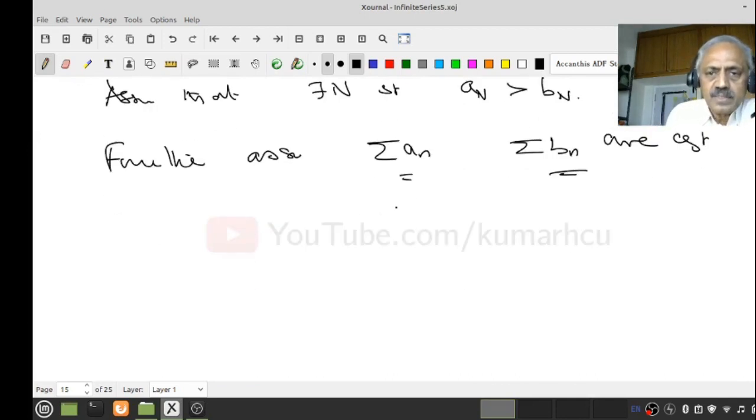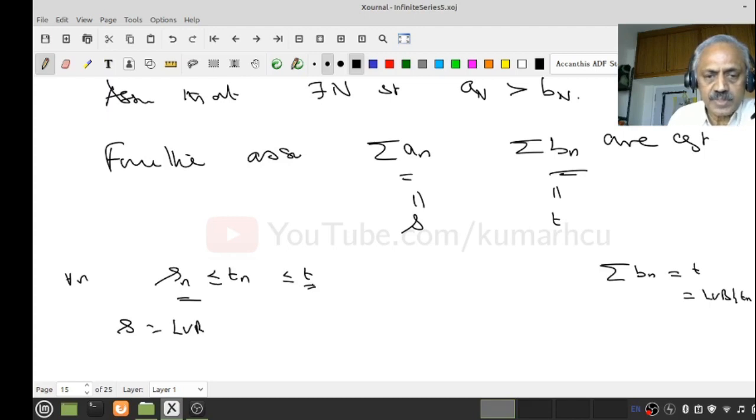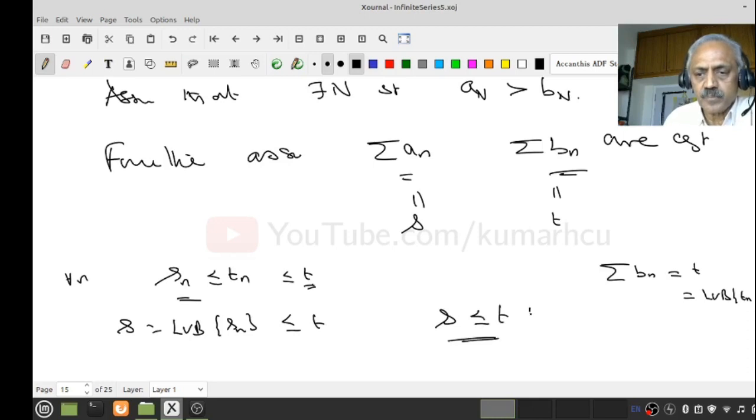Now I'm sorry to use the same symbol alpha. Let s be the sum of the first series, let t be the sum of the second series. Then what do I know? I know that S_n is always less than or equal to T_n for all n, and since this is a series of non-negative terms, its sum t is nothing other than the LUB of the T_n's. Therefore S_n is less than or equal to t. Therefore t is an upper bound for S_n. Therefore S, which is the LUB of S_n, is less than or equal to t. So we know S is less than or equal to t, right?